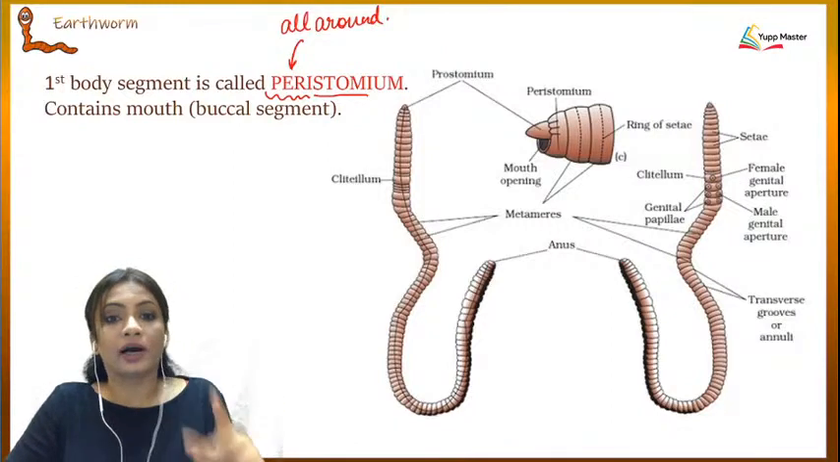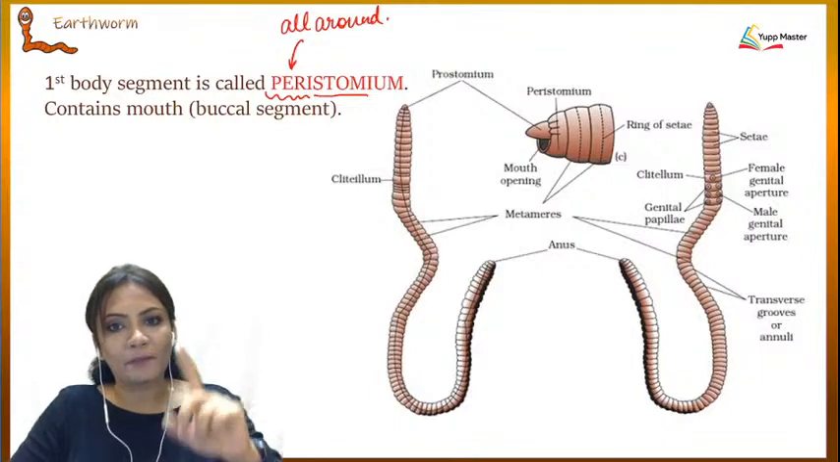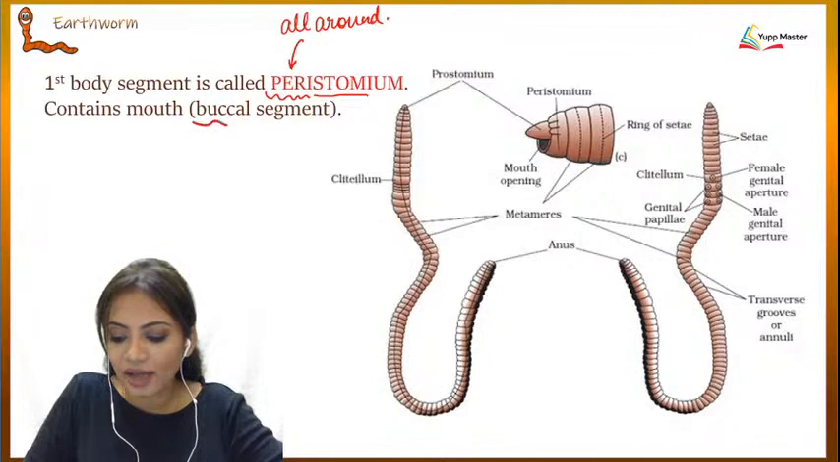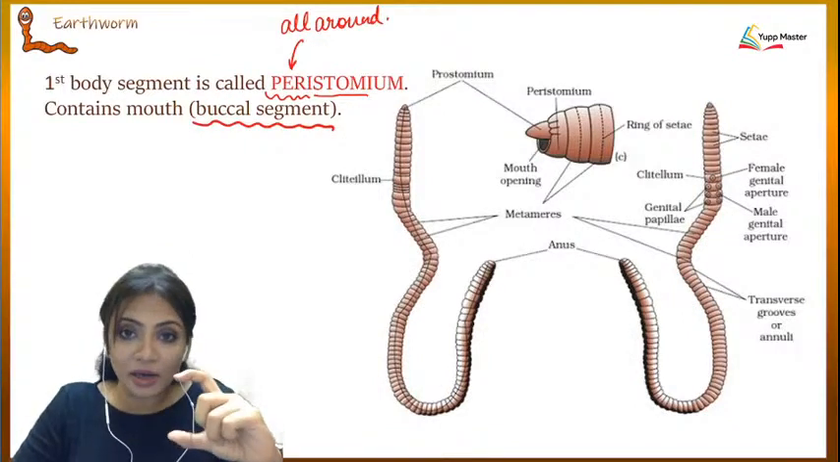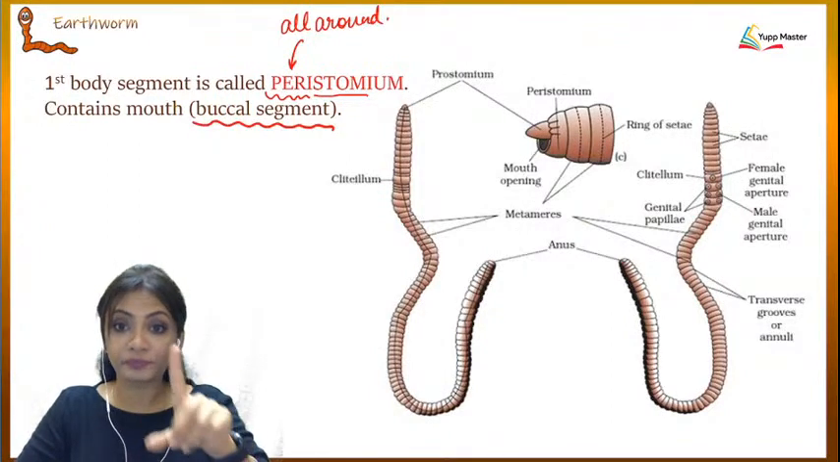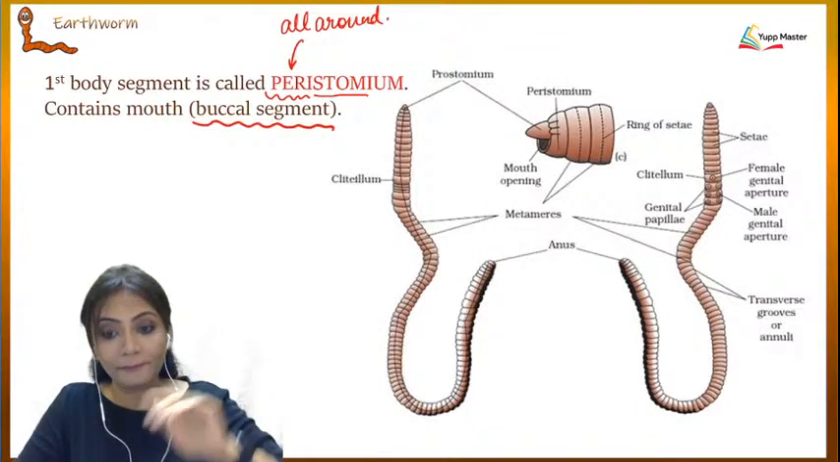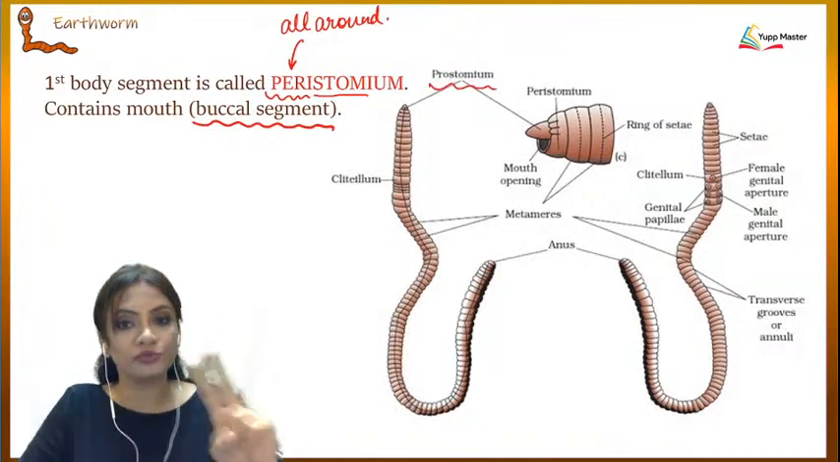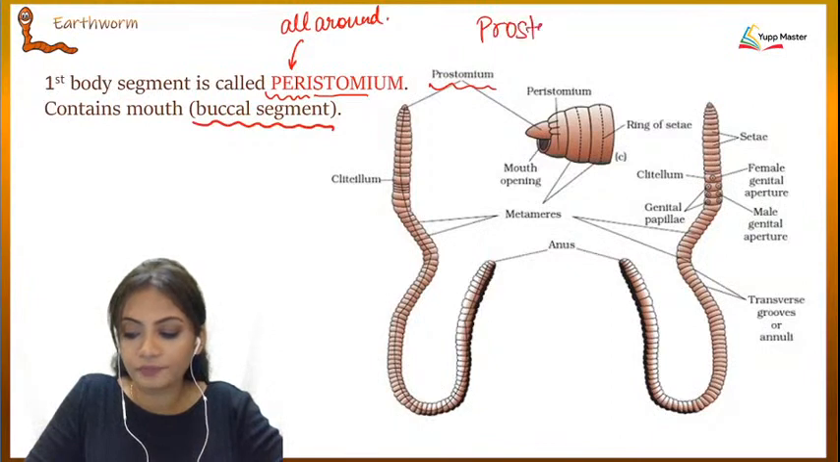peristomium. All right, now this peristomium is the segment which is containing the mouth. That mouth can be called here also as the buccal segment. Okay, so there is a mouth. Where is the mouth? In the first segment. The first segment is called the peristomium. Then there is a flap on that peristomium and we call that flap the prostomium. So two words you need to remember here. First word is the prostomium. And the second word is the peristomium.